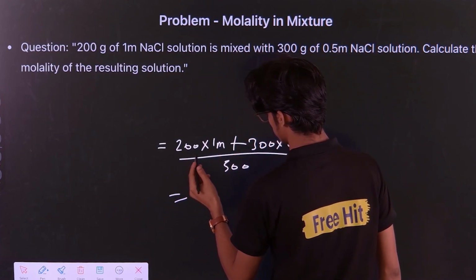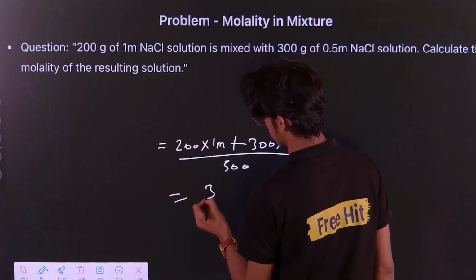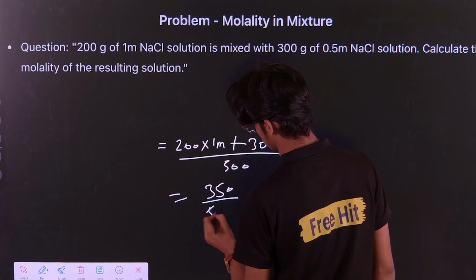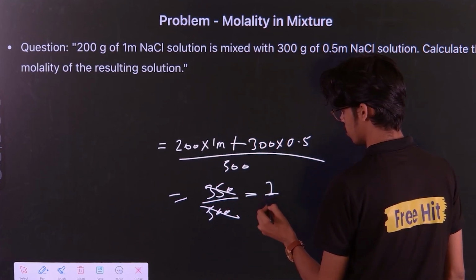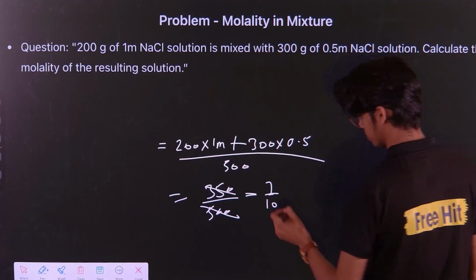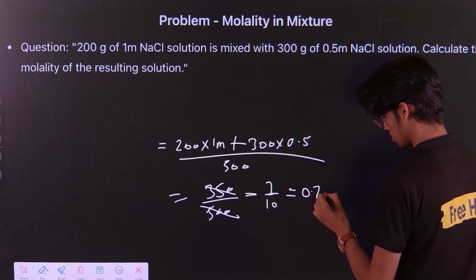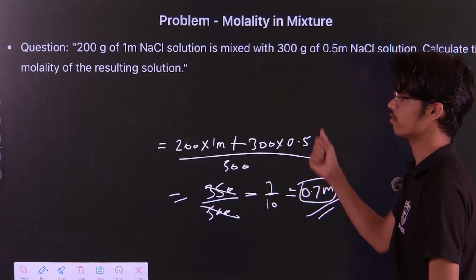So what is the answer? 200 into 1 is 200, 300 into 0.5 is 150, 150 plus 200 is 350. So 350 upon 500. You can cancel this out. This is like 7 by 10, right? So that is 0.7. So the answer is a 0.7 molal solution.